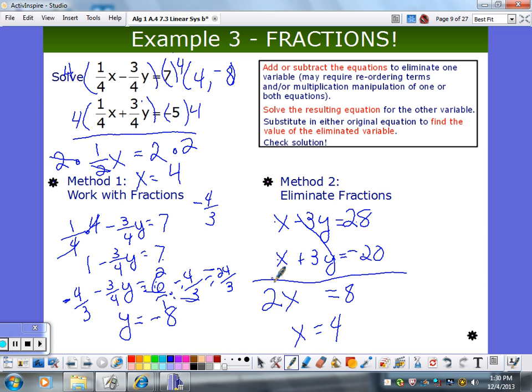Same thing, without all the fraction work. You can, and I know I say always go back to the original, but when it's a complicated one, I might be inclined to try my simpler one. So 4 minus 3y equals 28. Hang on one second. I'm subtracting 4, and then I still get the y of negative 8. And then when I do my check, I will do it in here.